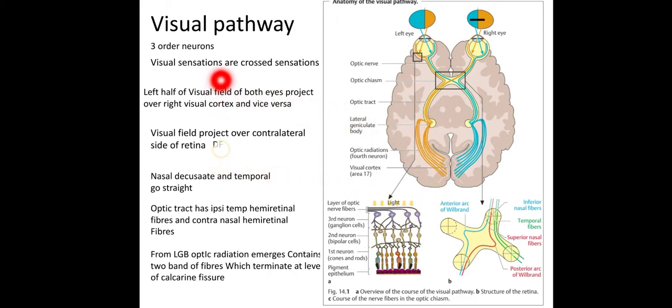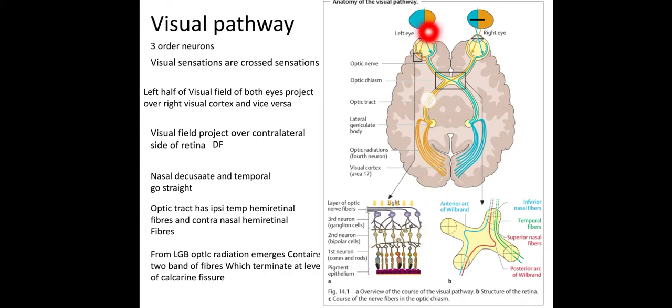The first thing I want to tell you is that visual sensations are crossed sensations, which means that like any other somatic sensation reaching the cerebral cortex, they reach contralaterally. The left half of pain and temperature will reach the right cerebral hemisphere and vice versa. In a similar manner, the left half of the visual field of both eyes will project over the right visual cortex, and the right half of the visual field of both eyes will project over the left visual cortex.